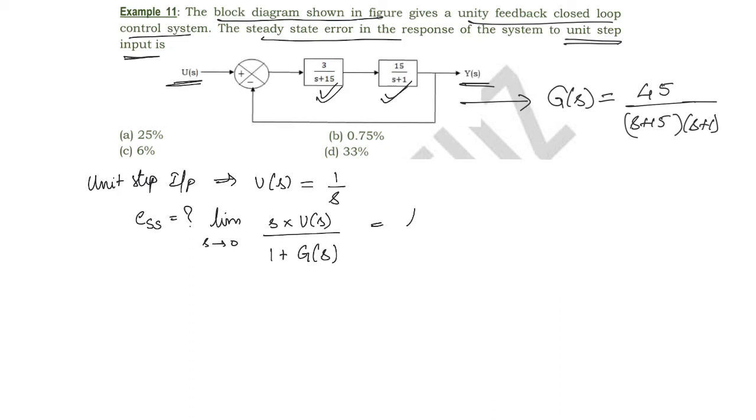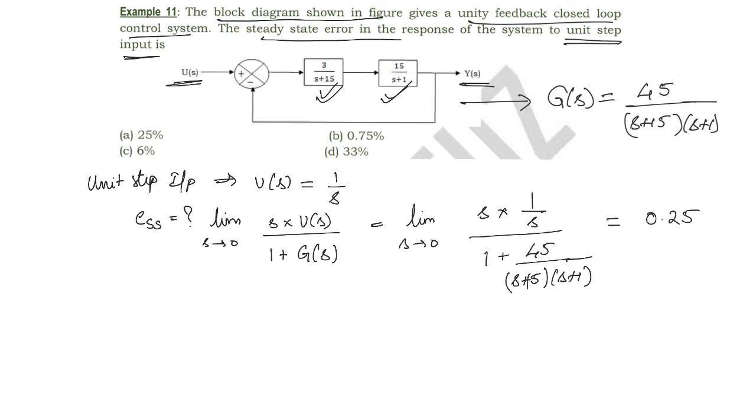So this we will get as limit s tends to 0 s into 1 by s divided by 1 plus 45 divided by s plus 15 into s plus 1. Okay, so this you will get to be 0.25. But in the options we have in terms of percentage. Okay, so in terms of percentage it will be 0.25 into 100, that is 25%. Okay, so answer is A.